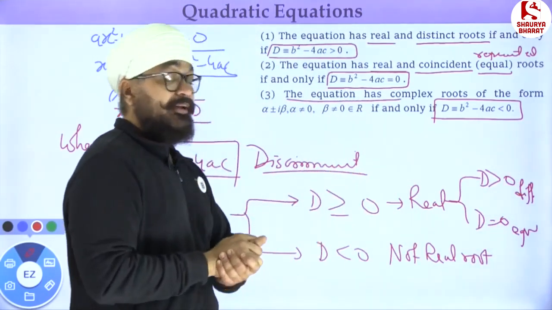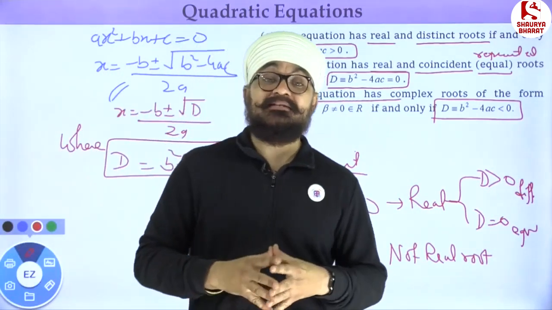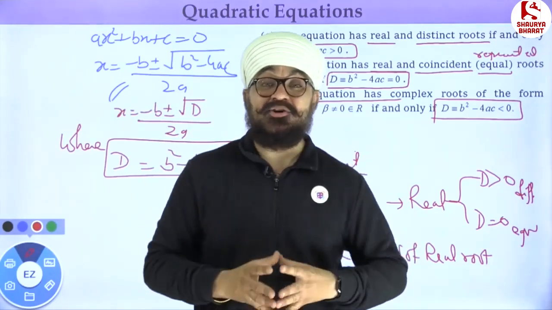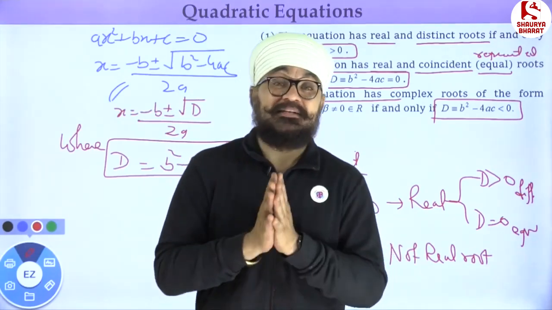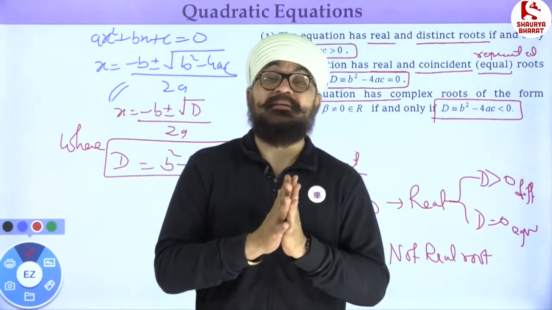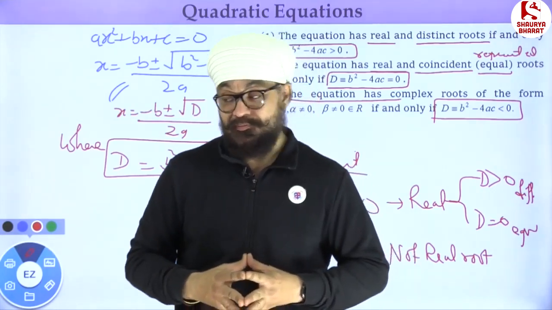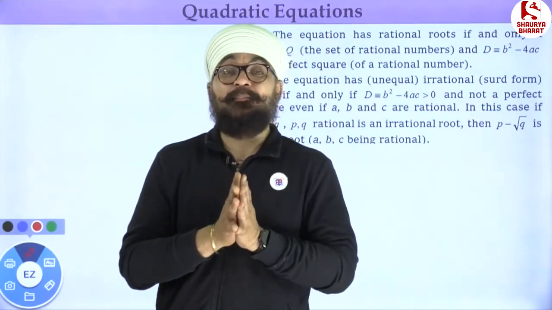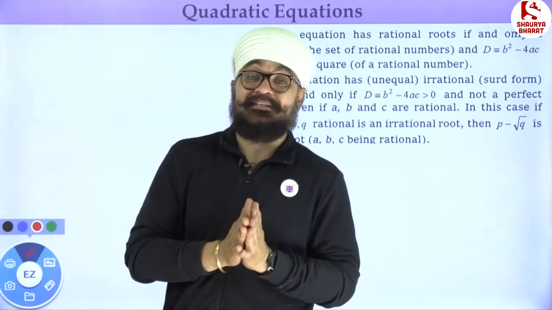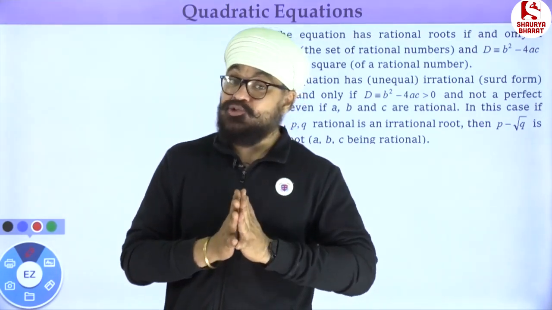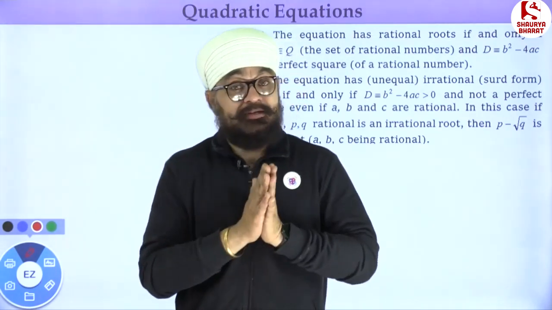So this is what we have studied, and this is known as the nature of the roots. That means the discriminant will decide what the nature of the roots will be. Now the next important part regarding the same discriminant: we have understood three categories, and there are two more categories.